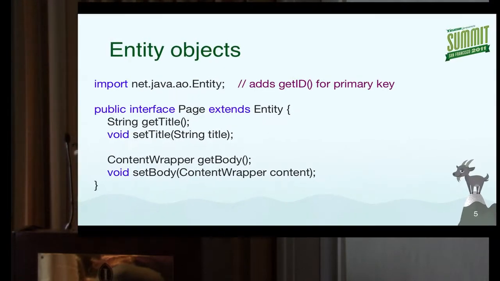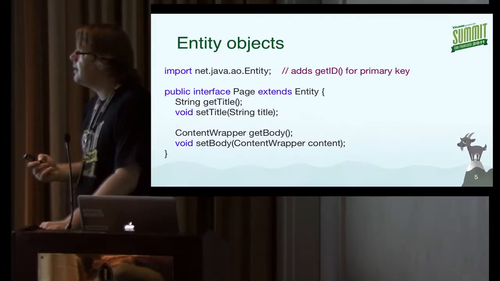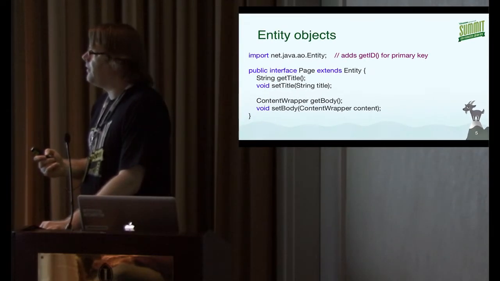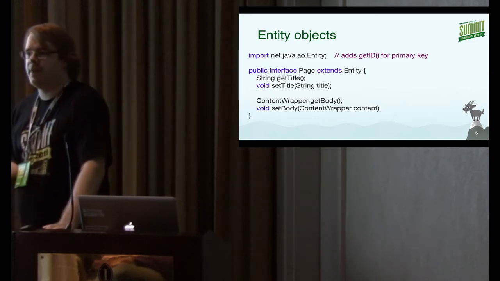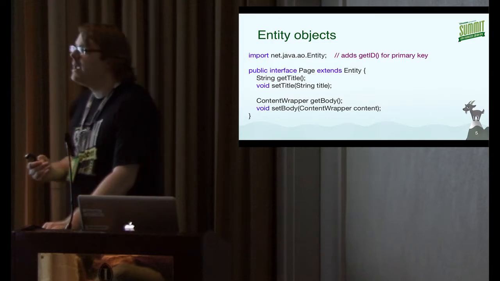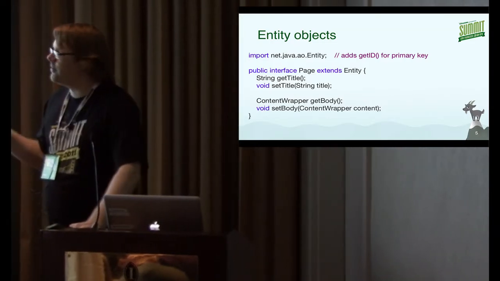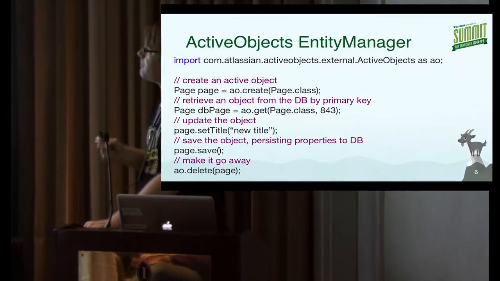Here's what any object looks like. This is very simple. All you have are properties, getters and setters, that are appropriate to the model that you're using. The key thing here is that the top interface is called net.java.ao.Entity. All this does is add an ID method so you can get the primary key for an object. But behind the scenes, what it does is it registers this object with ActiveObjects and says, this is now a special thing. And I'll show you what I mean.